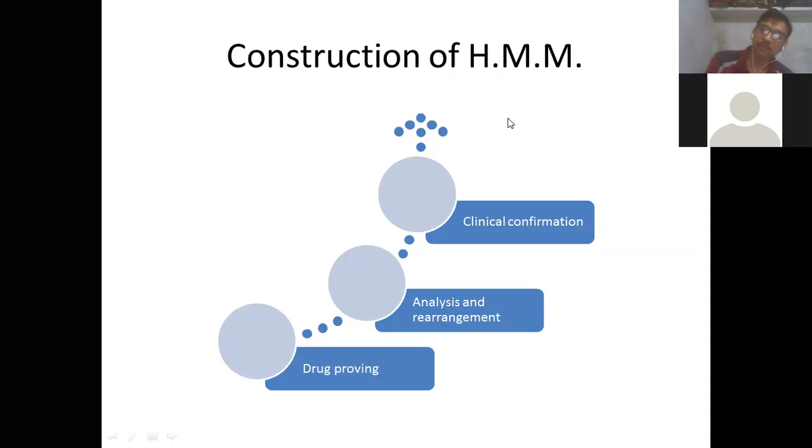During this whole process of construction of homeopathic materia medica, I think it is understood. If you still have any query, we'll solve it in the next lecture.